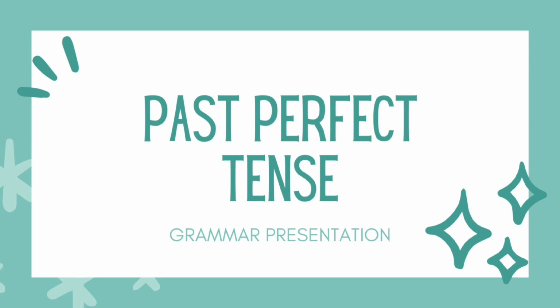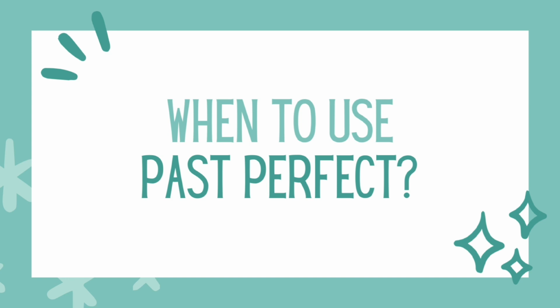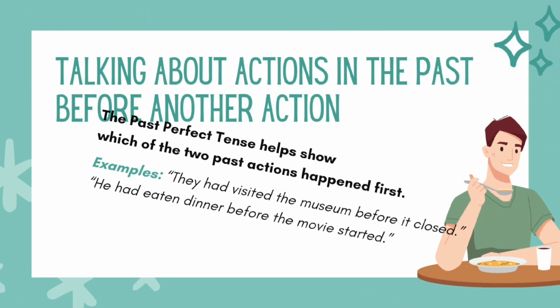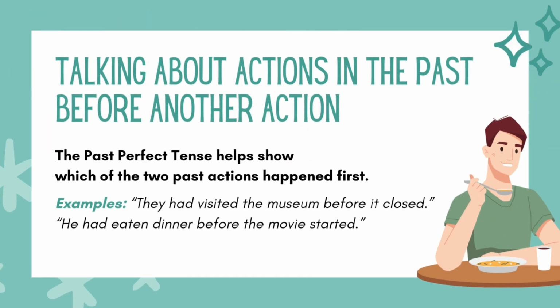In this video, you will learn about past perfect tense. When to use past perfect tense. Number one, talking about an action in the past before another action. The past perfect tense helps show which of the two past actions happened first.